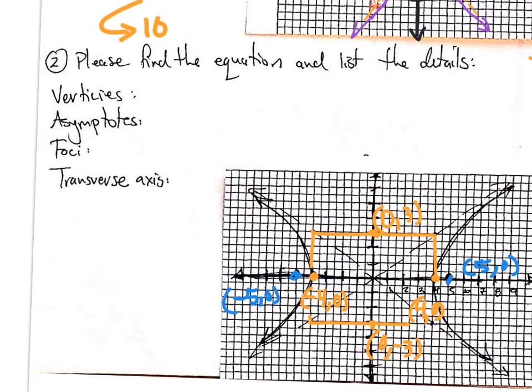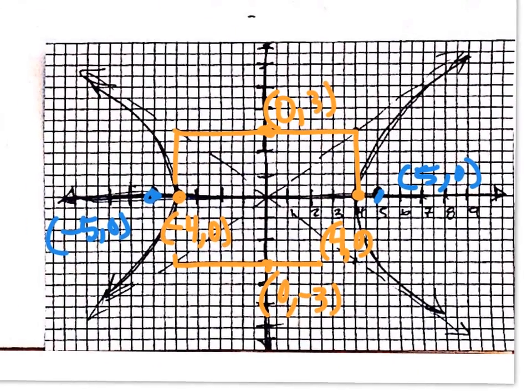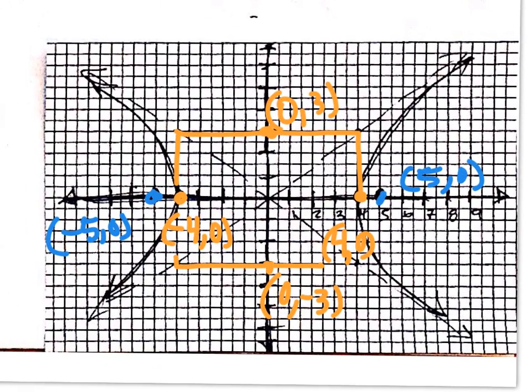So now we're going to work backwards. Please find the equation and list the details. So we were given what you have on your paper, and I did a little pre-drawing here. So we know that these are the vertices. Is that 4? What is this? Oh, good. Yeah, that's 4, 0. And there's -4, 0. And it looks like our focal points were highlighted at 5 away from the center. So that makes sense.